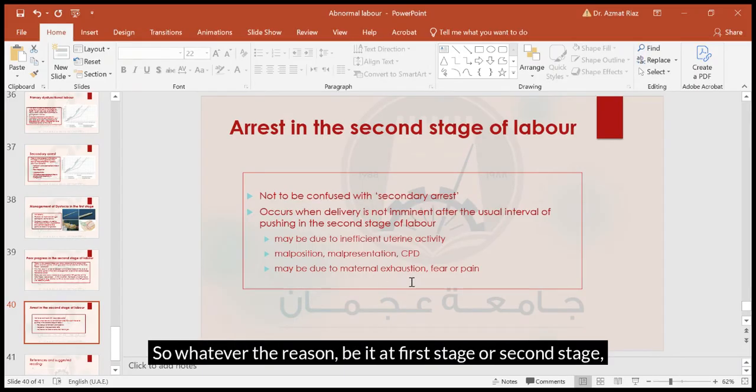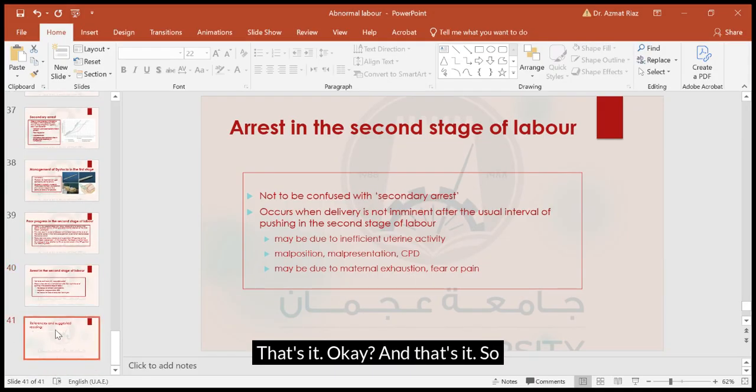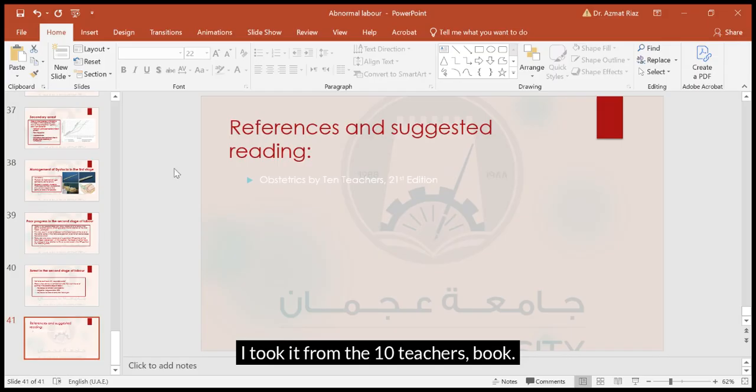So whatever the reason, be it in first stage or second stage, whenever there is delay, always reevaluate for the 3 Ps. That's it. I took it from the 10 Teachers book.